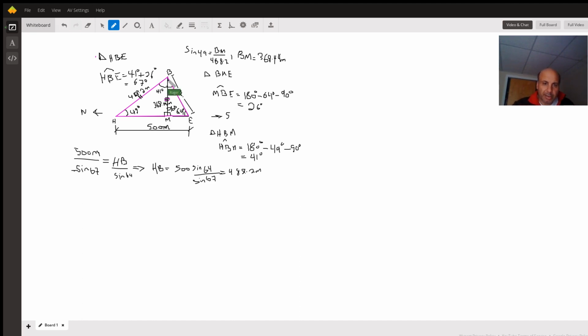Anyway, now in triangle BME, we have the value of BM, which is 368.44, and we have the angle here of 64 degrees. So how do we find the hypotenuse BE, which is the distance between Ellis and the balloon? Well, same thing, sine of 64 degrees equals the opposite, which is 368.44 meters, divided by the hypotenuse BE. That's what we need.